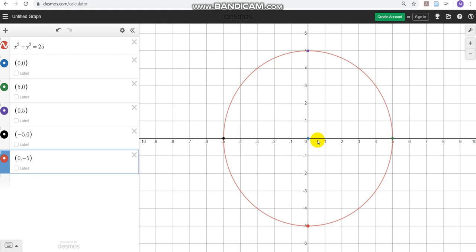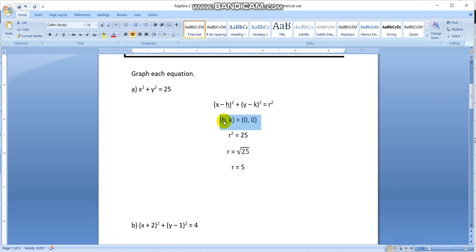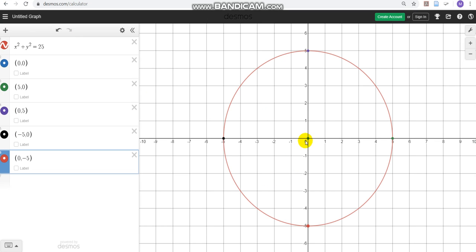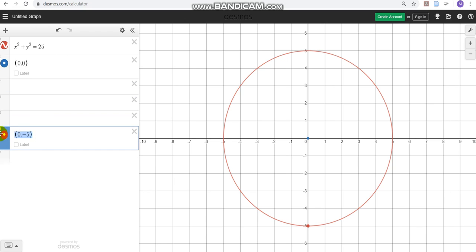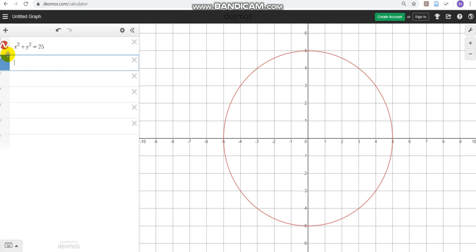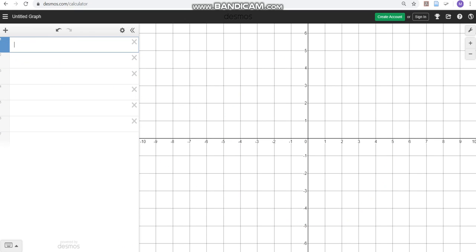The radius is determined by going from the center out to the circle: 1, 2, 3, 4, 5 units. This means the radius is 5 units long, and our center starts at 0, comma 0, for the equation x squared plus y squared equals 25. Okay, so that's basically how you would go about doing that. Next one I want to show you.